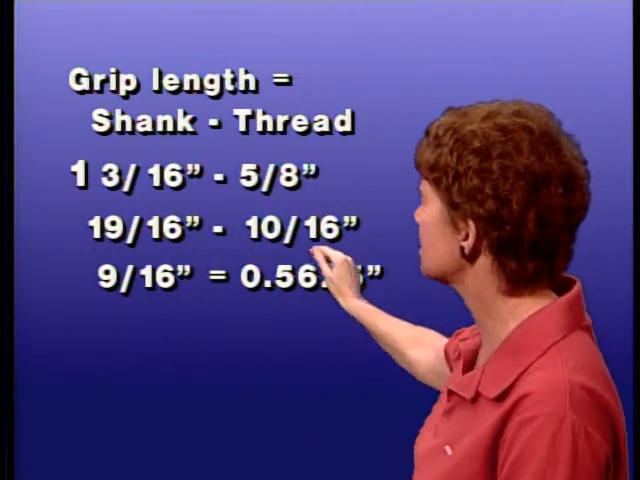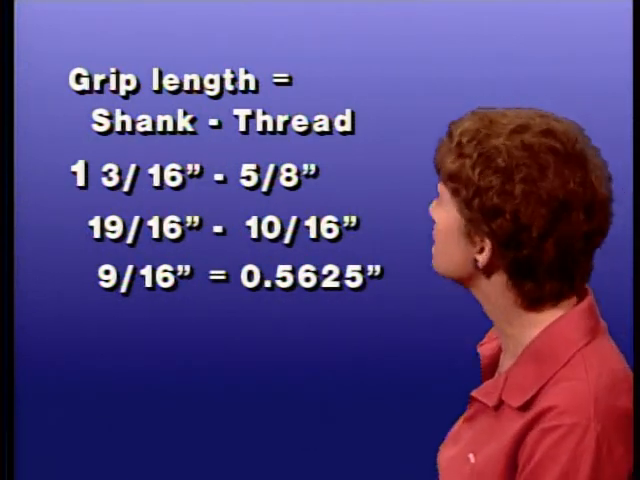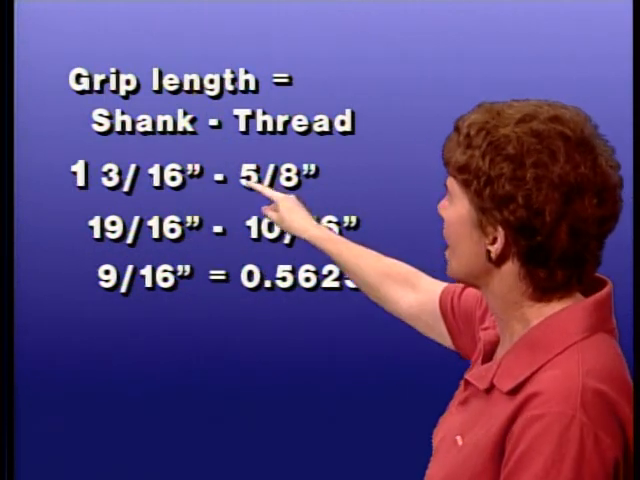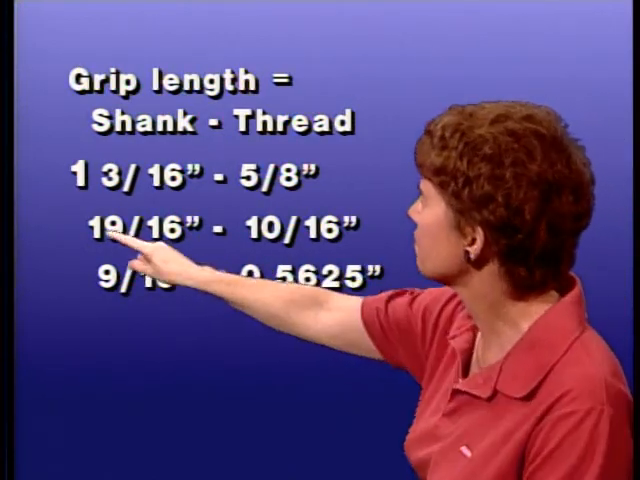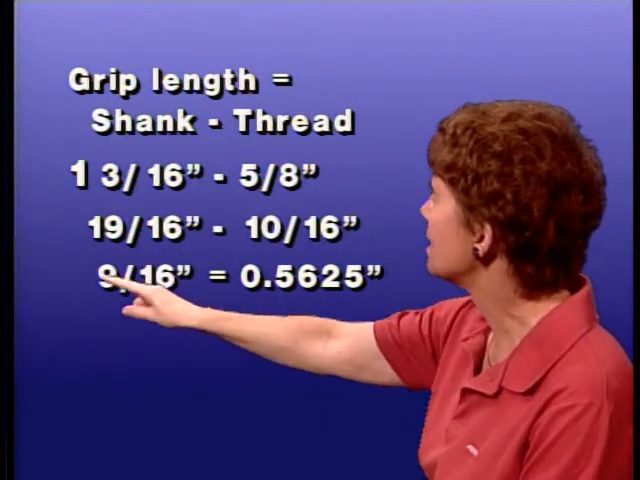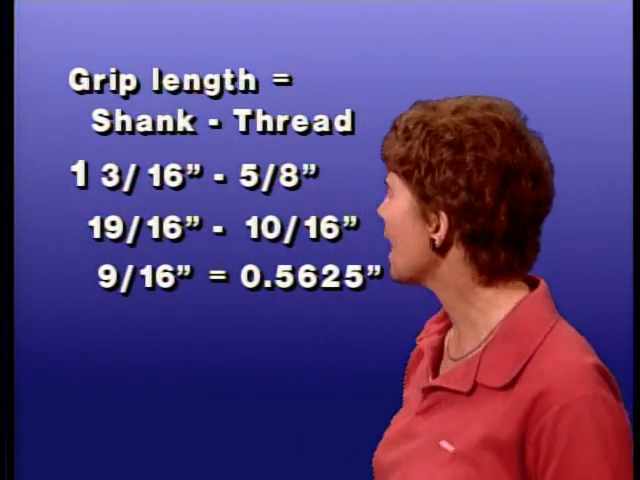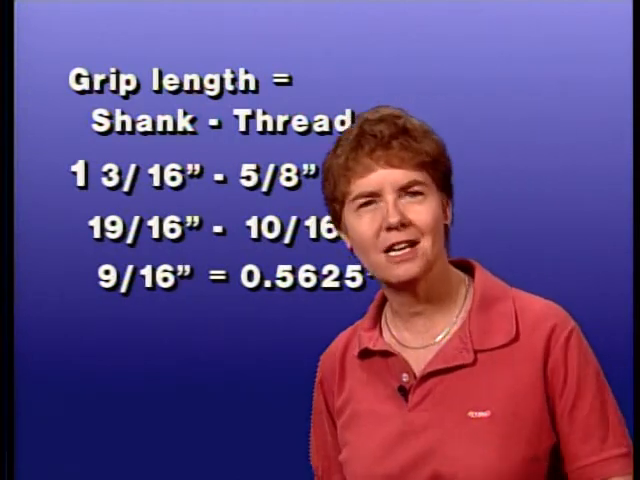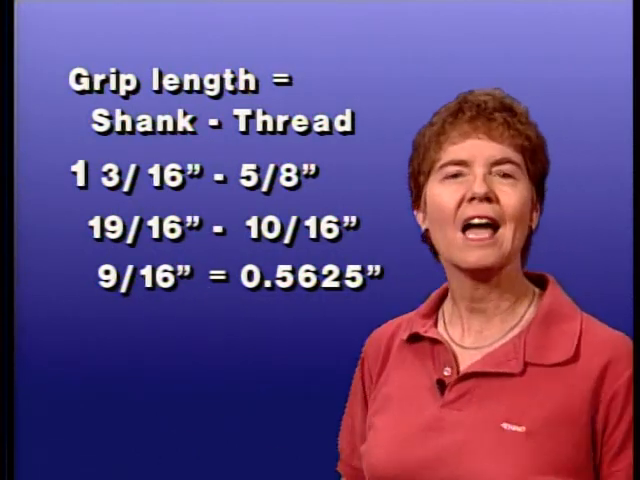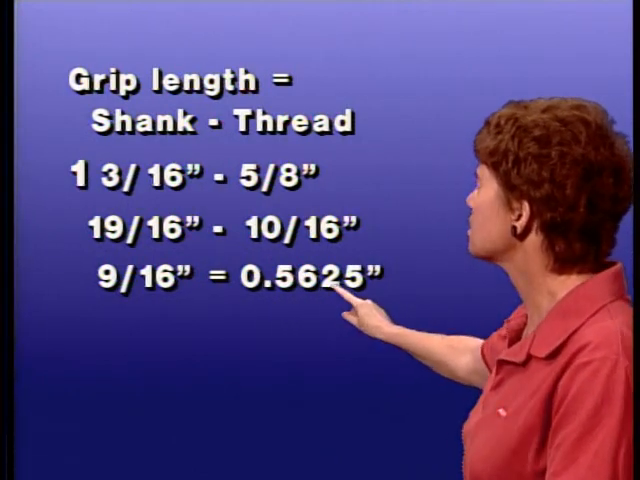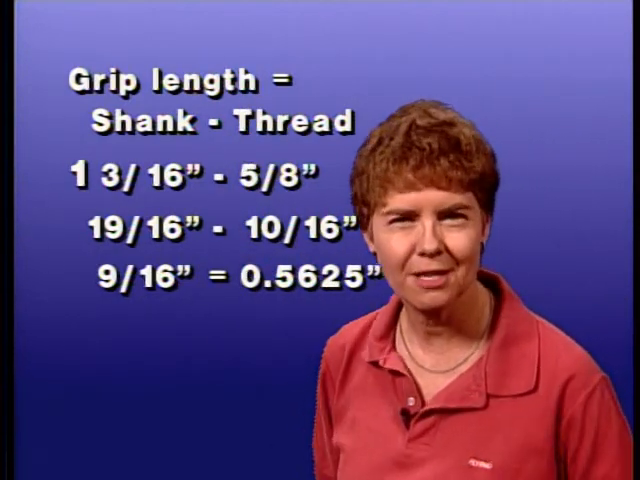Convert both of those into 1/16 of an inch in order to be able to work with them easily. 1 3/16 of an inch is the same as 19/16. 5/8 is the same as 10/16 of an inch, and then you simply subtract them. 10 from 19 gives you a grip length of 9/16 of an inch. But the problem is, the FAA answer is not in a fraction 9/16. They want to know in decimals. So what you do on a calculator is you simply divide the 9 by the 16, and that will give you 0.5625, which is the length of the non-threaded portion of the bolt, the grip length on that particular bolt.